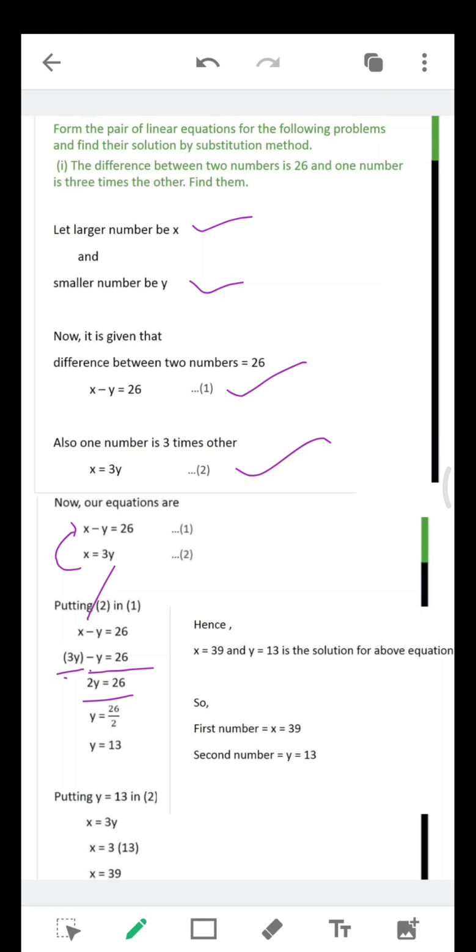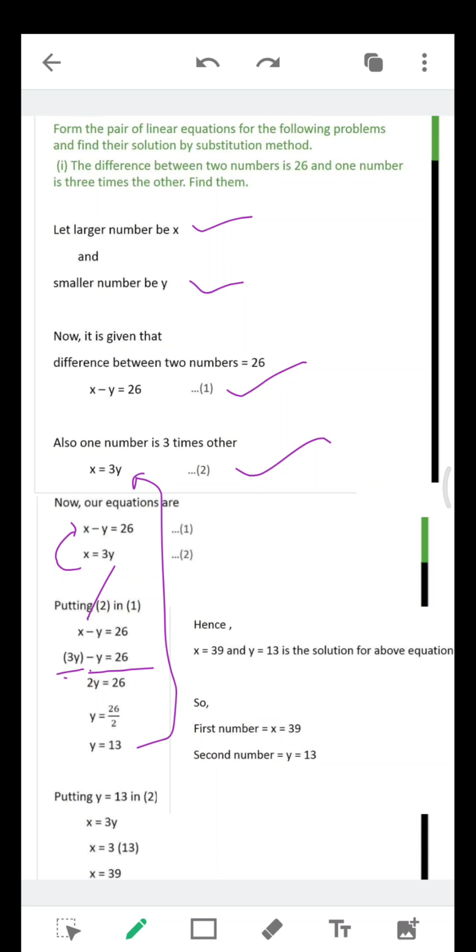So 2y equals 26. So y is equal to 13. So we have got the y value. Now we can substitute this y value in any of the equations. So I'll put this in equation 2 here. What happens if I put y value in equation 2? I'll get x value. x is equal to 3y. x is equal to 3 into 13, that is 39. Okay, so x is 39 and y is 13.